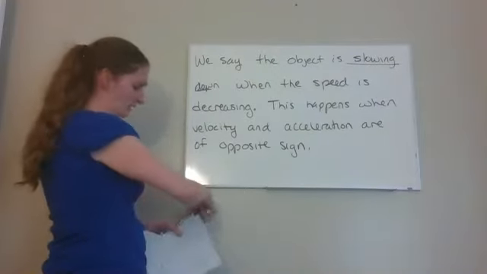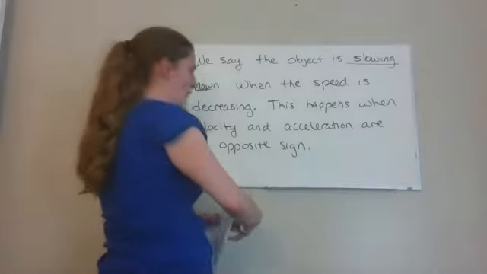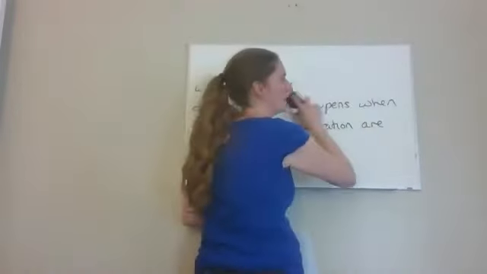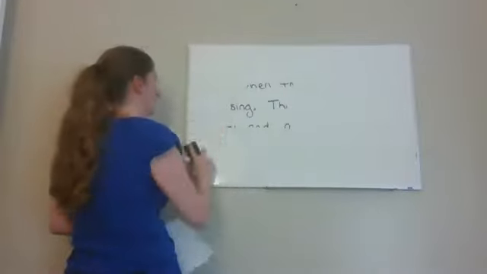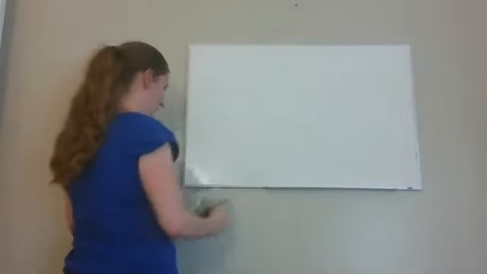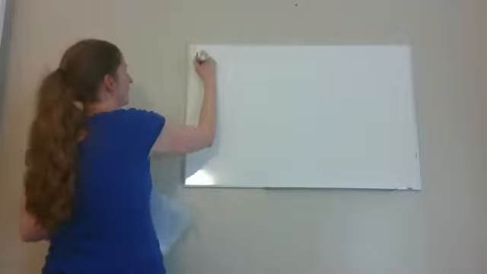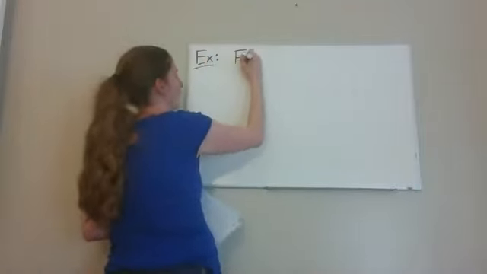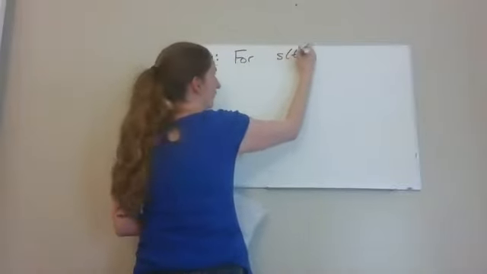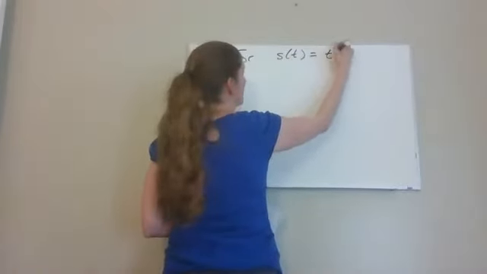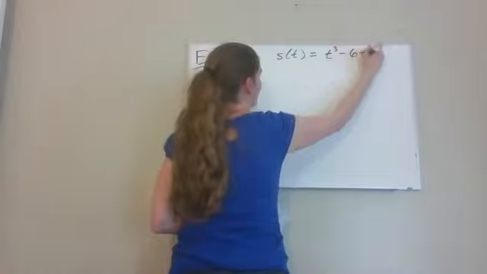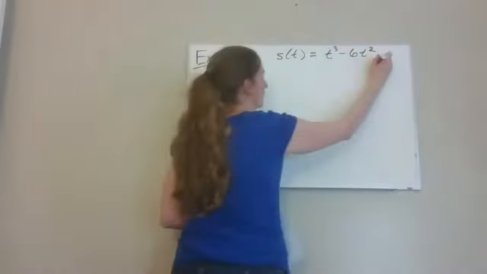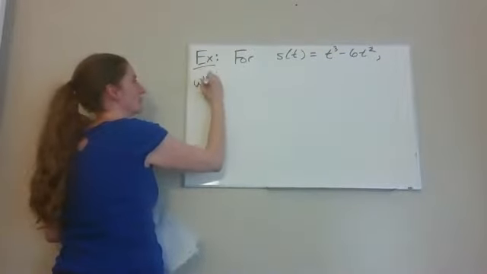So let's go back to the example we were already working with before and figure out when that particular object is slowing down or speeding up. So we're going to use the same position function as before. The position function was t to the third minus 6t squared, and we want to find when the object is speeding up or slowing down.